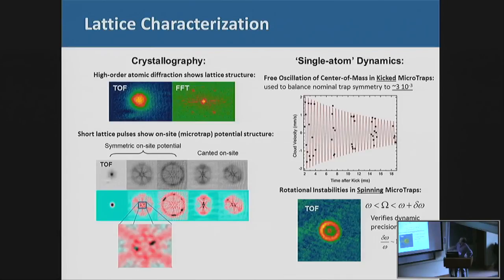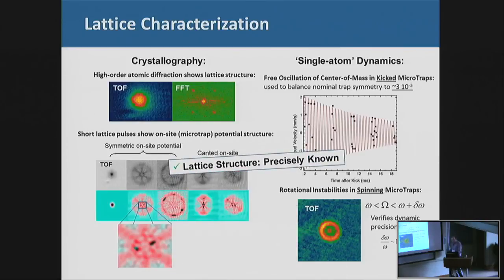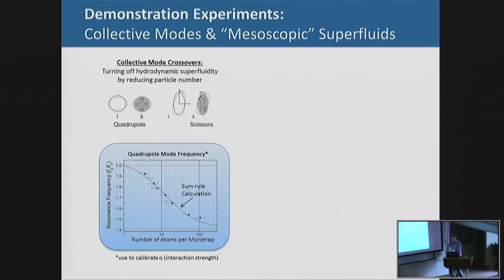Another thing that we can do is incite rotational instabilities in these spinning microtraps. So basically, if we take the rotation rate and we park it between the major and minor frequencies of the trap and rotate it, then we can actually get all the atoms to spin around the top, the lip of the trap. And this allows us to determine what this vibration frequency splitting is very precisely. Okay, so we understand that lattice structure pretty well.